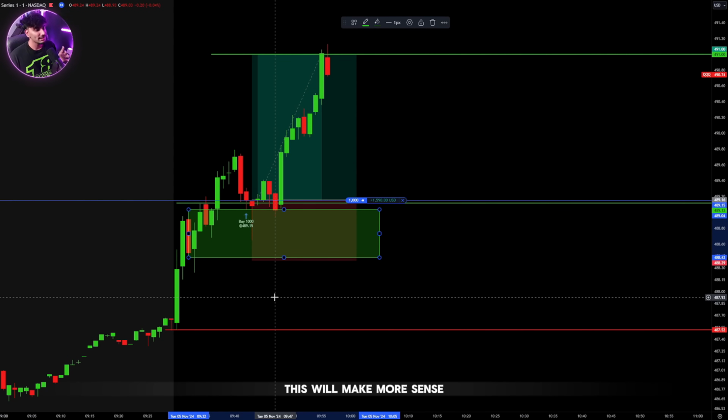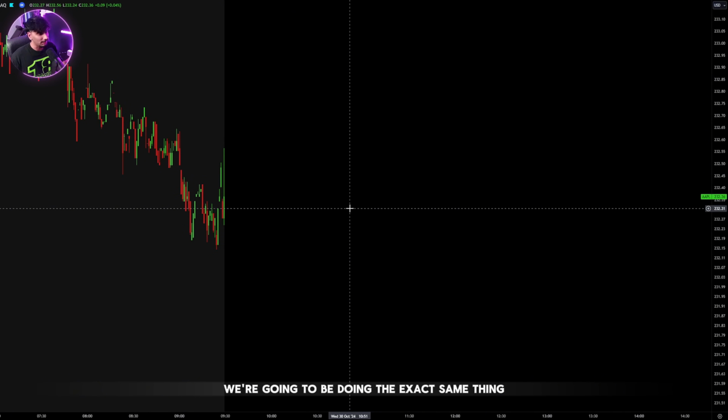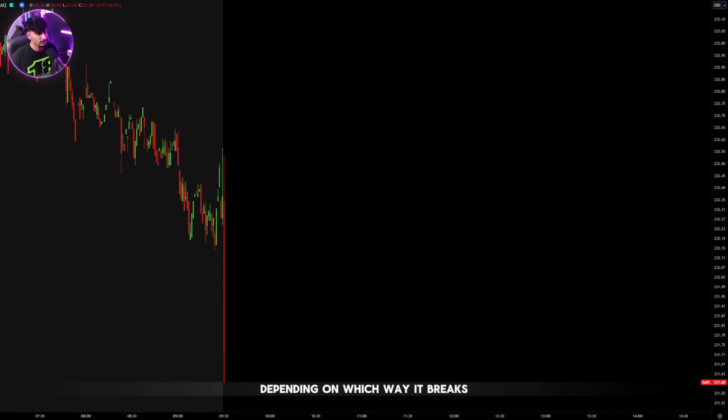Now, this will make more sense as we go through these examples, but let's go to the next example. Okay, here we are on the second example. On this example, we're going to be doing the exact same thing. We're going to let the first 5-minute range set up. After that sets up, we'll look for a potential order block, and then we'll look to either go long or short on the stock depending on which way it breaks.